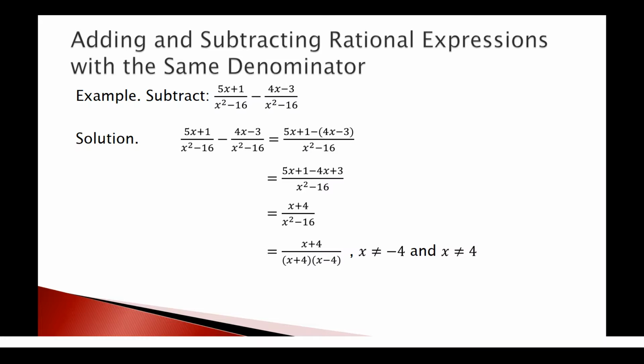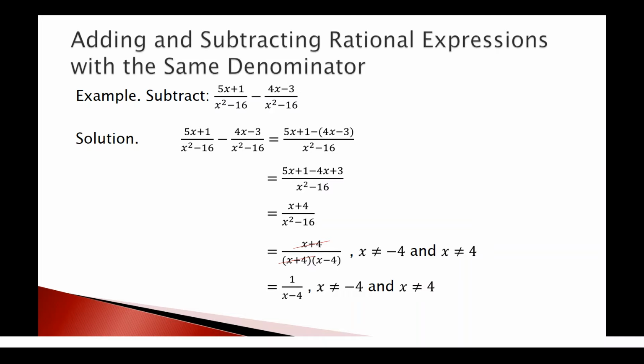And now we can see we need to exclude x equals negative 4 and positive 4 from the domain because those two numbers would make the denominator 0. And we also see that x plus 4 is a common factor, so we cancel this out and we have 1 over x minus 4, where x is not equal to negative 4 and x is not equal to 4, and this is our desired subtraction.